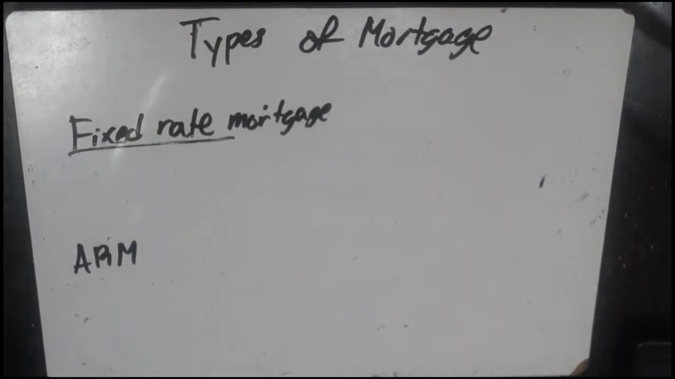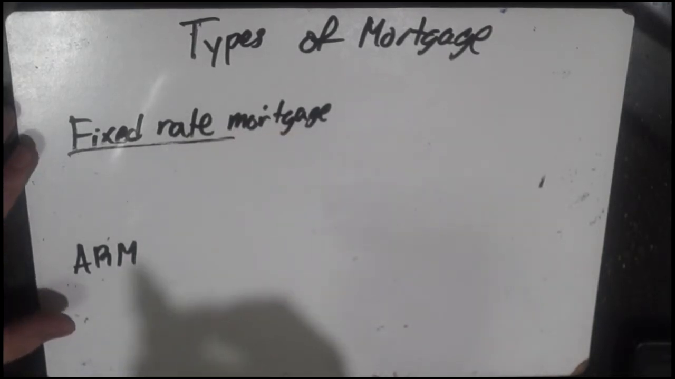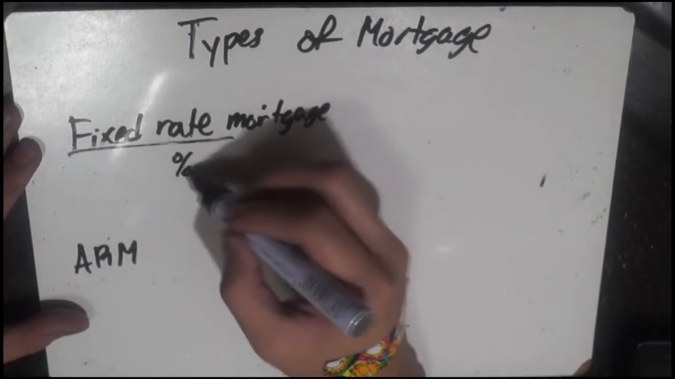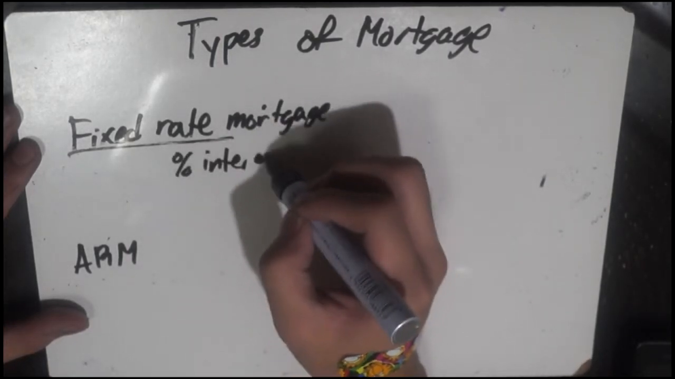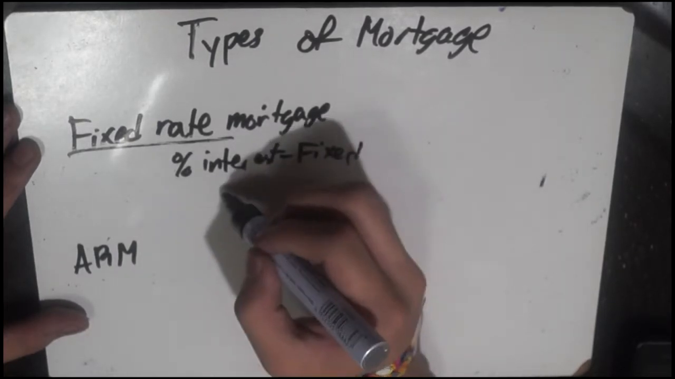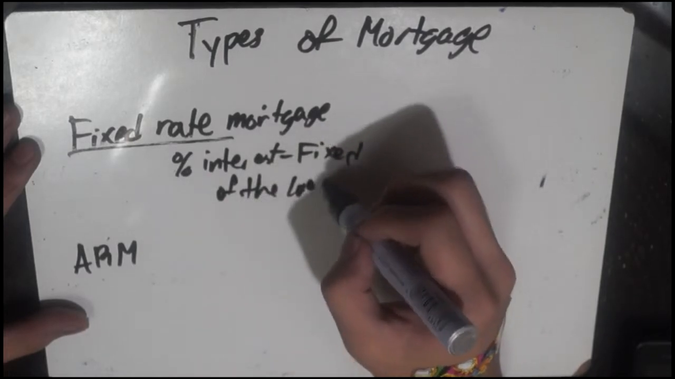Now, there are different types of mortgages, and you may choose one type instead of the other, depending on your need. The first type is a fixed rate mortgage, and it's called a fixed rate mortgage because the percent interest rate is fixed for the entirety of the loan.